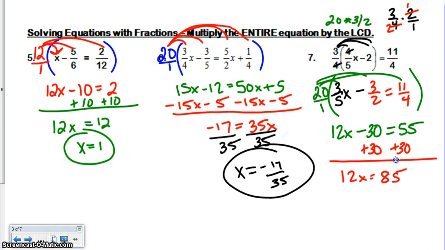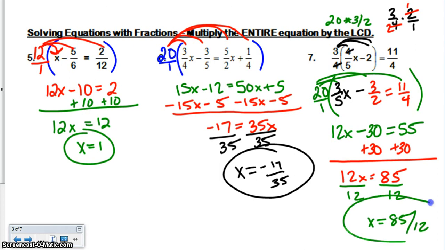All right, so adding 30 to both sides, there we go, and then final step, divide by 12. 85 is an interesting number. Does not reduce, 85 over 12, so we're going to leave our answer as just that. Moving along.